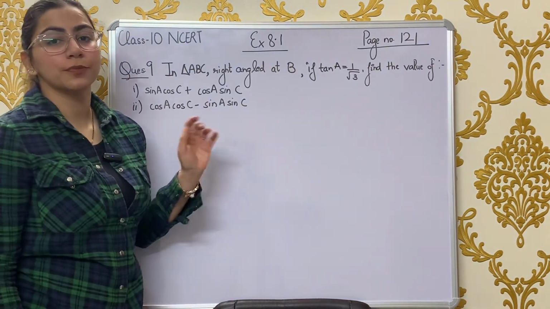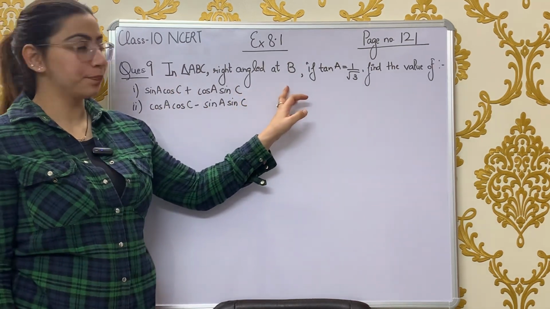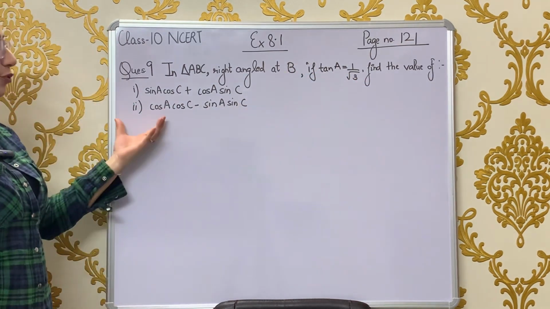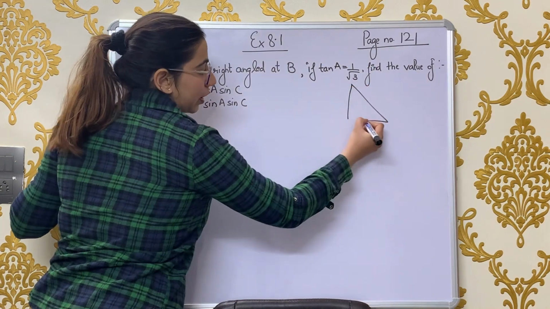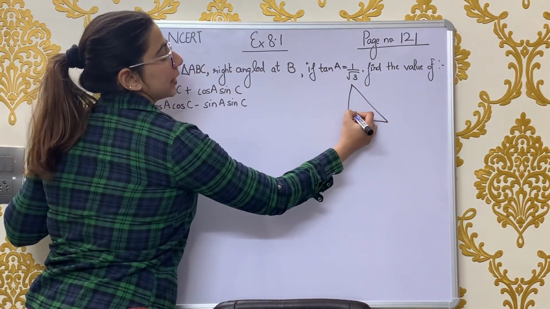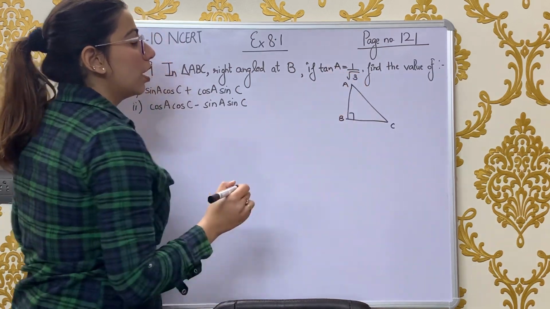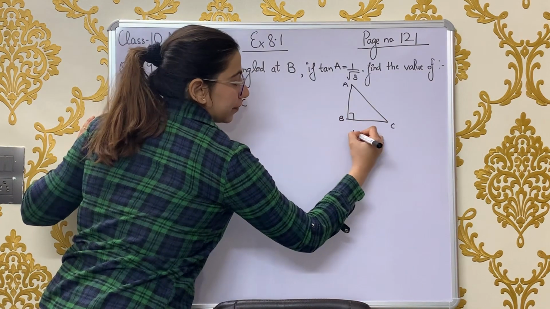If we come to question number 9, we are given a triangle ABC, right angle at B. If tan A is equal to 1 by root 3, we need to find the values of these. So let's firstly draw the triangle. We have this triangle here. We know that it's right angle at B. So this is B, and the others could be A and C. Now we are given that tan A is equal to 1 by root 3.